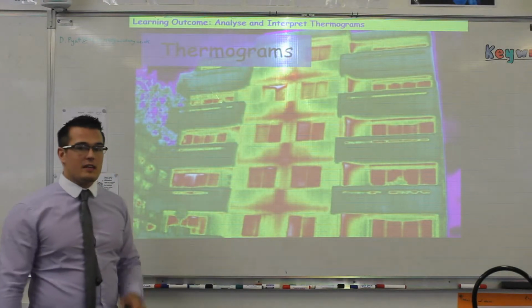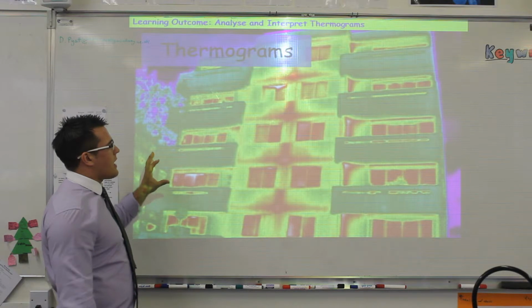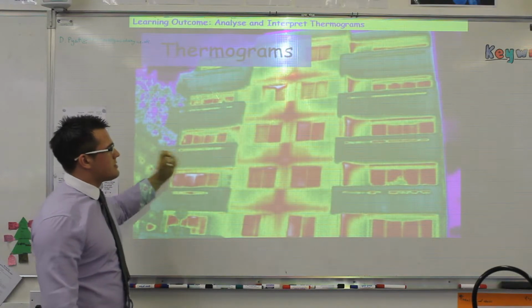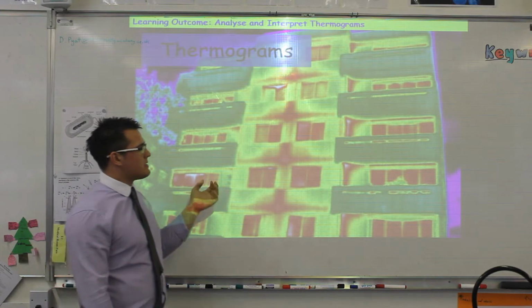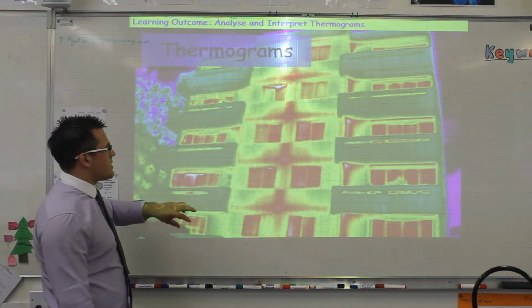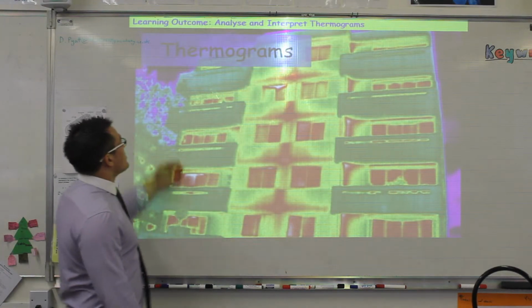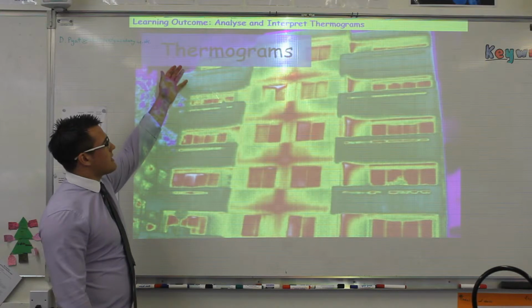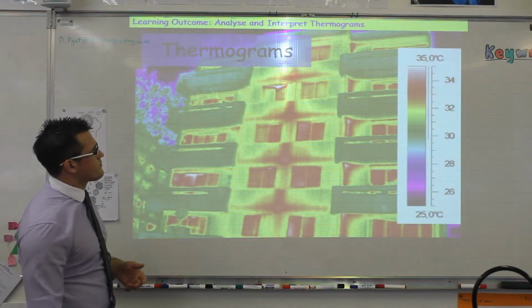The last part of this initial lesson on P1 is about thermograms. And thermograms are images that show us where infrared radiation is being emitted most from an object. So that gives us an indication of where there is the most heat being transferred. And so if we break the word down, thermo means heat and gram refers to a picture of.